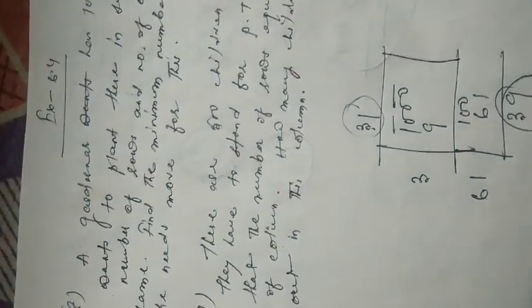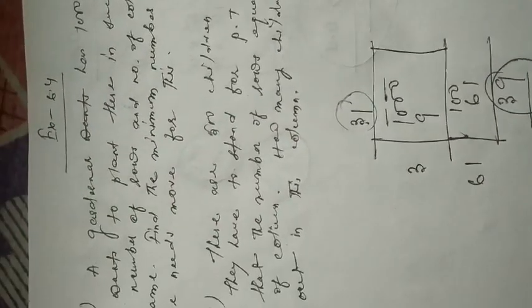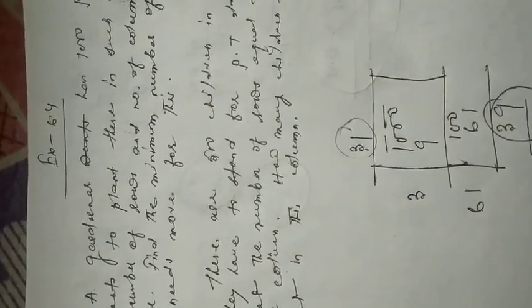Again, question number 9. There are 500 children in a school. They have to stand for a PT drill such that the number of rows is equal to the number of columns. How many children will be left in the column? Okay. There are 500 students in a drill. So we have to arrange these 500 children in such a way that the number of rows and the number of columns come out the same.